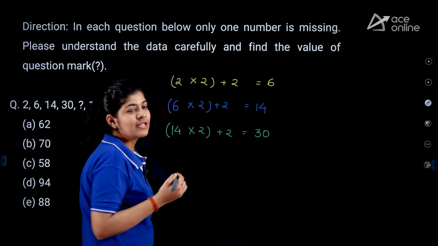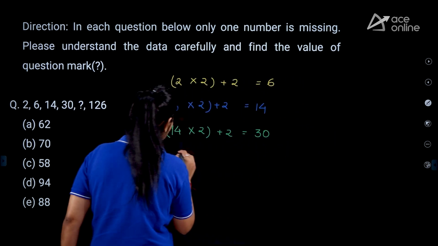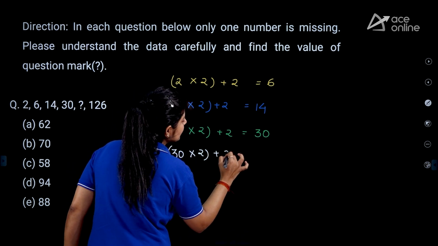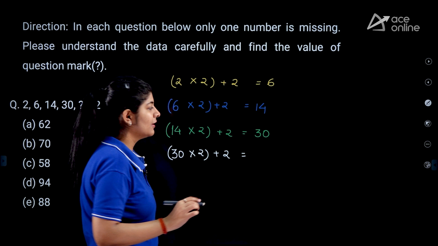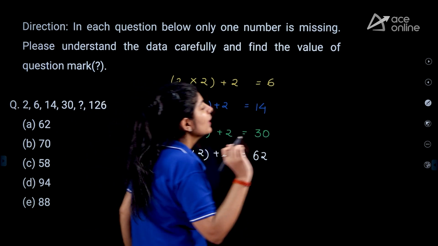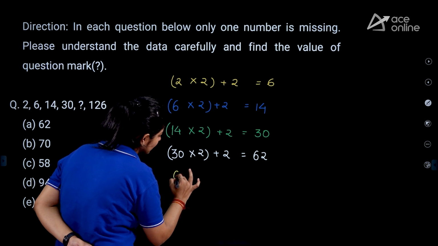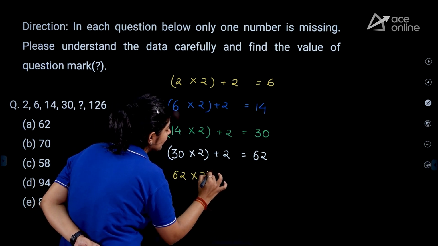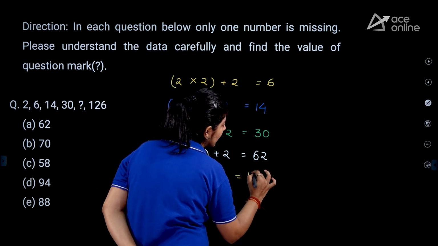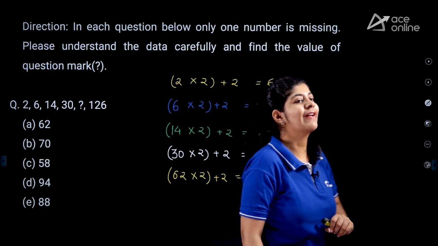Now, the next one is 30. We have to apply the same pattern over here. So, 30 into 2, that is 60. 60 plus 2, that is 62. That is equal to 62, right? Now, the last one, we have to cross-check it again. Now, we are having 62. 62 into 2, that is 124. 124 plus 2, this is 126. And that's what we are having as our last number.